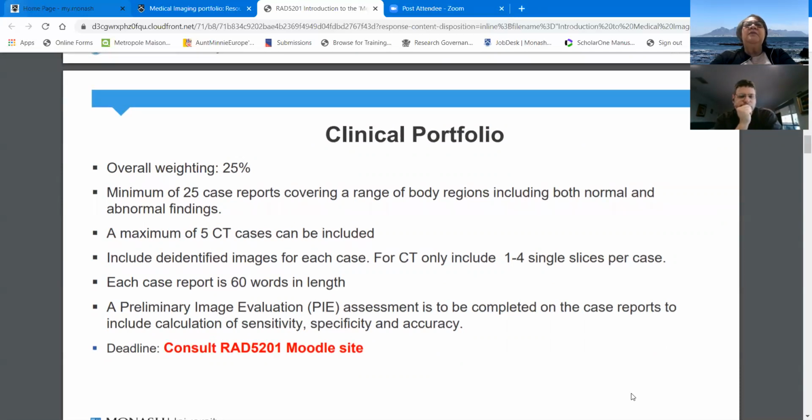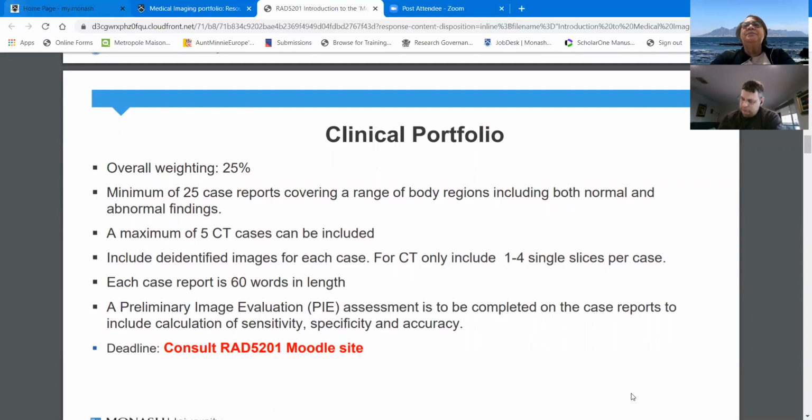In the 25 cases, because CT is less, only 5 cases should be included. However, if you don't get any CT cases, then we could just focus on the plain X-ray imaging if that's needed. With the cases that you have, looking at the plain X-ray, that should include the cervical spine, the shoulder, upper limb, the chest, and the pelvis and the lower limb. So any of those types of cases can be uploaded.